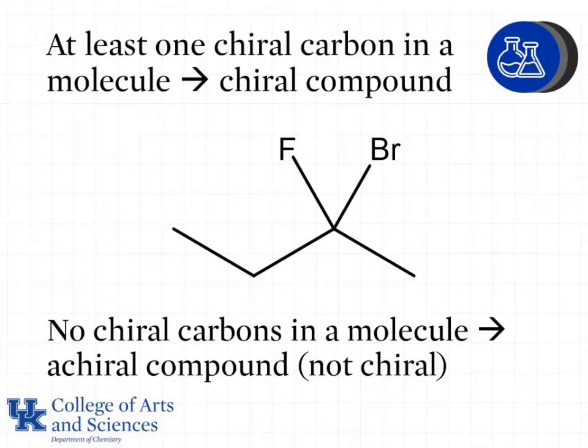When we move on to larger molecules, we will need to look at multiple carbon atoms to determine if they are chiral. If there is at least one chiral carbon in a molecule, then we say that we have a chiral compound. There can be multiple chiral carbons, and it's still a chiral compound. If there are no chiral carbons in a molecule, we would call that achiral, which means it is not a chiral compound.